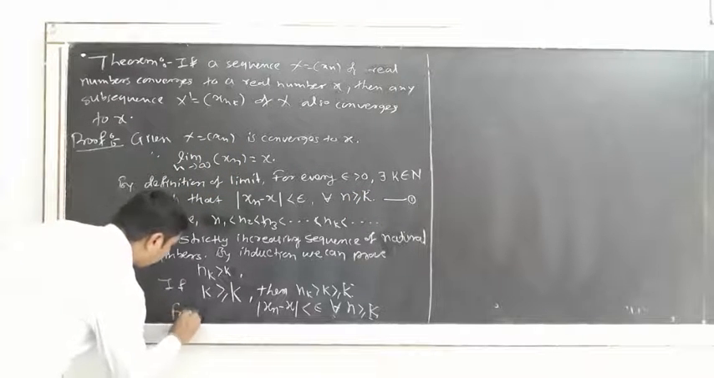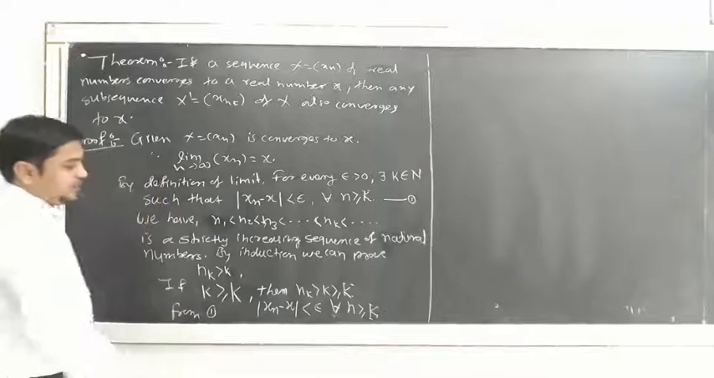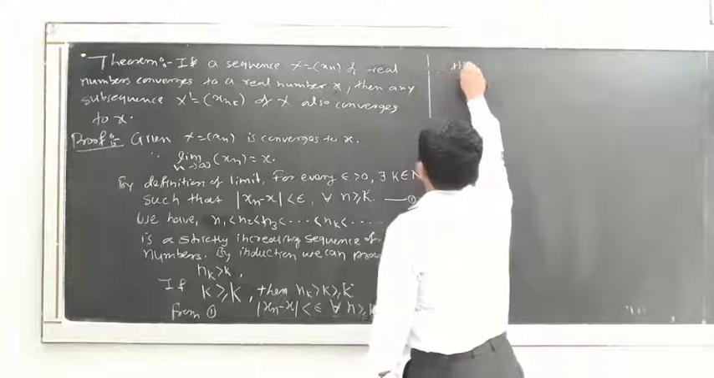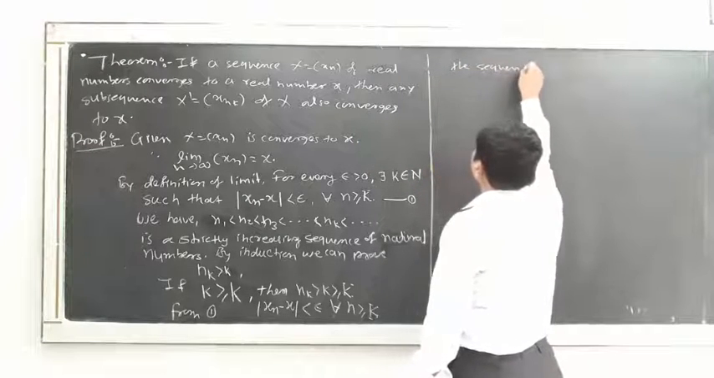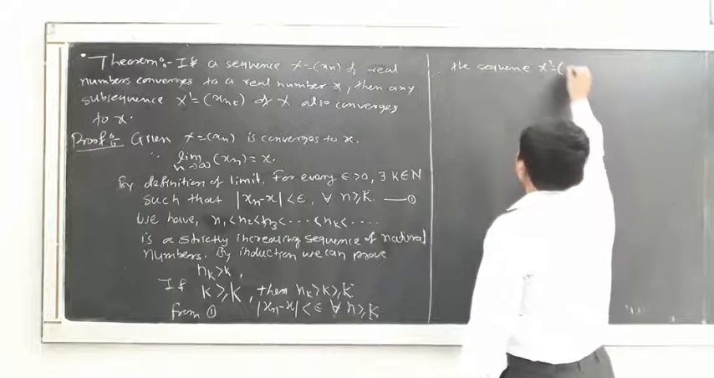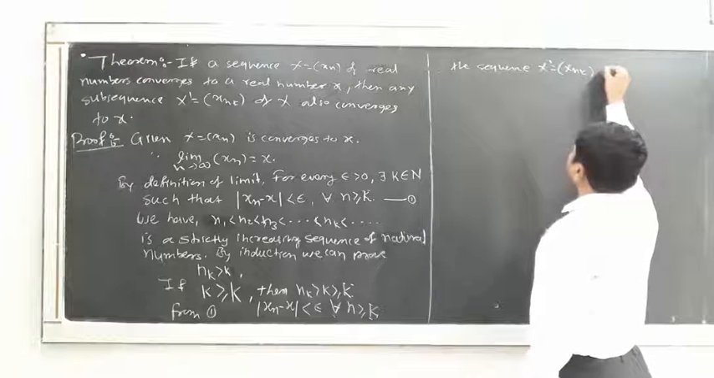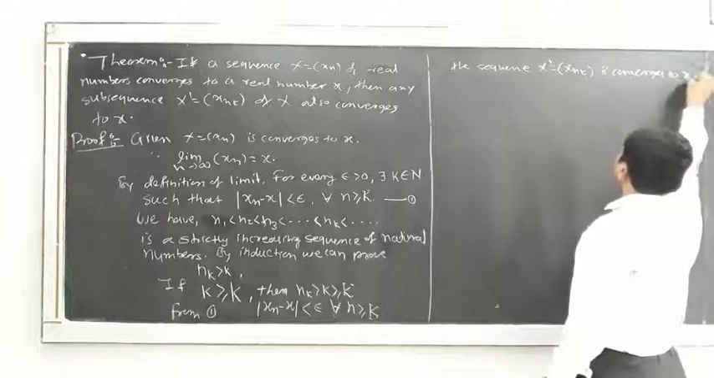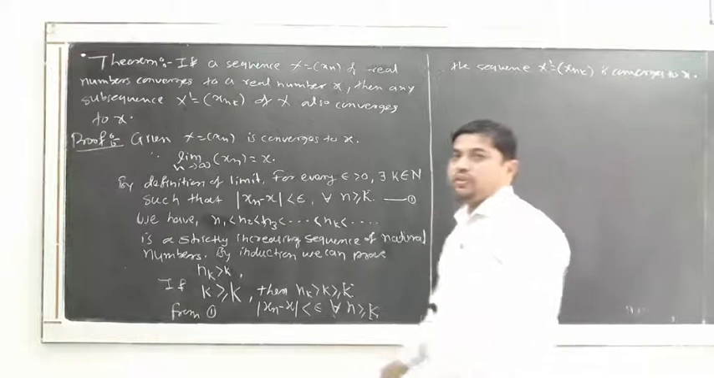From the first statement, and therefore we can say that the sequence x dash, which is equal to xnk, converges to x. This is a very simple theorem.